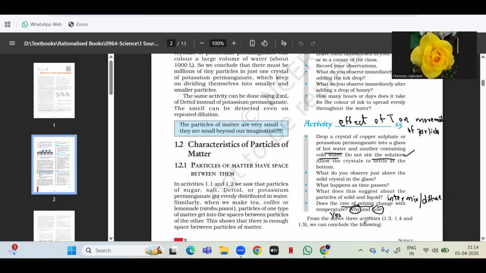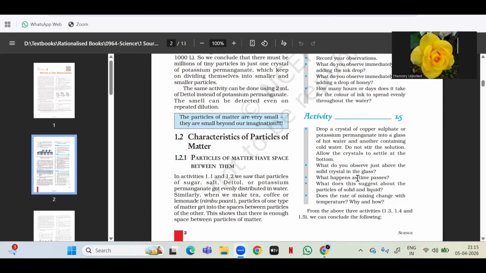So why does it change with temperature? We know that the particles keep moving. With temperature, the kinetic energy of the particles increases. That is why with temperature the rate of mixing changes. And how: as more and more particles are moving with high speed, the rate of mixing, or diffusion, will increase.